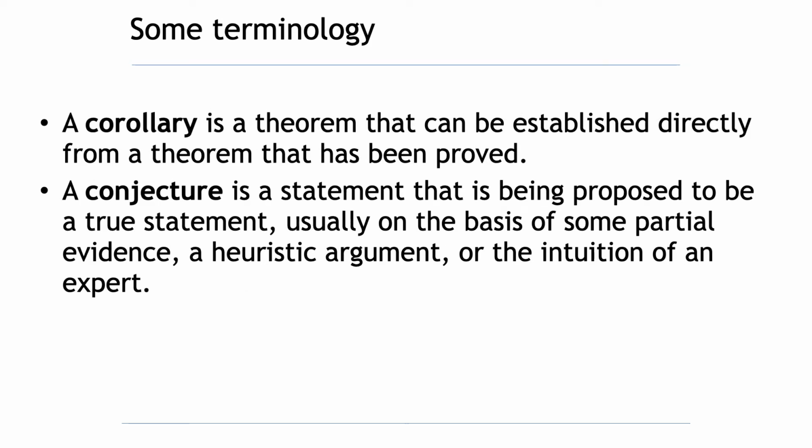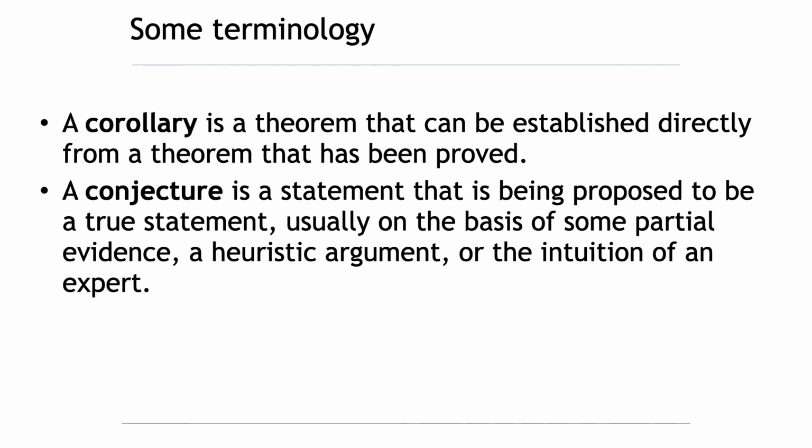A corollary is a theorem that can be established directly from a theorem that has been proved. Sometimes you prove a theorem that generalizes a certain conclusion, but it can be useful to have a theorem for a specific case of the general theorem. That can be written as a corollary, and because it is a specific or special case of a theorem that has already been proven, it doesn't need a proof.